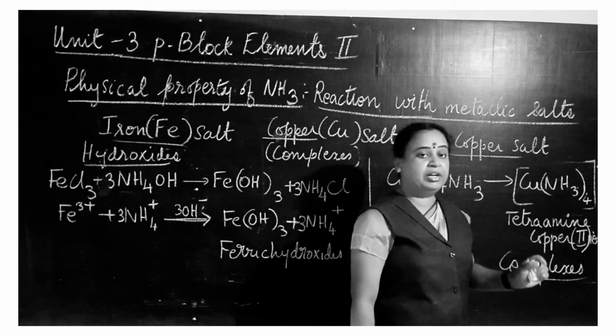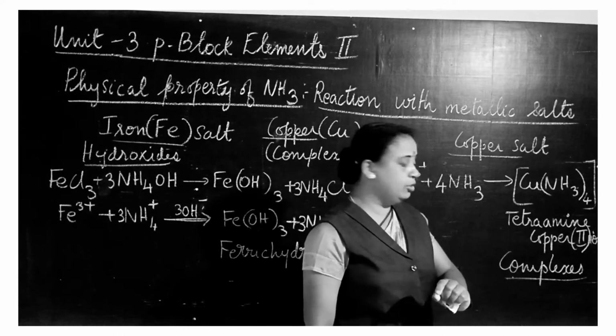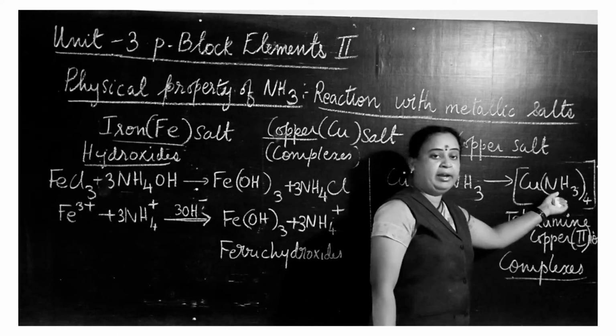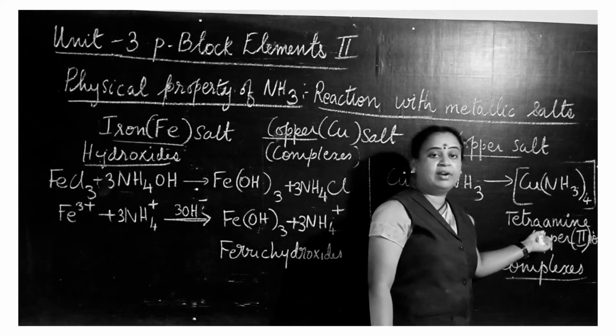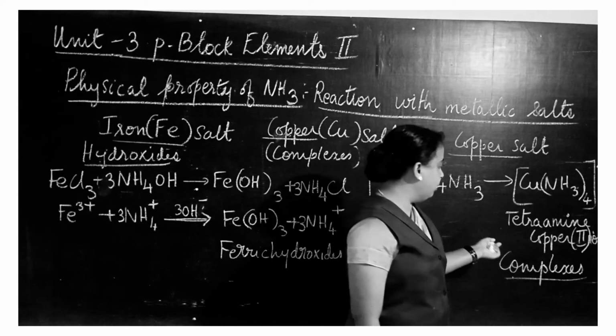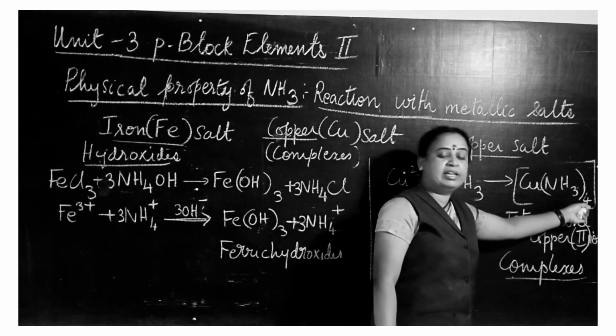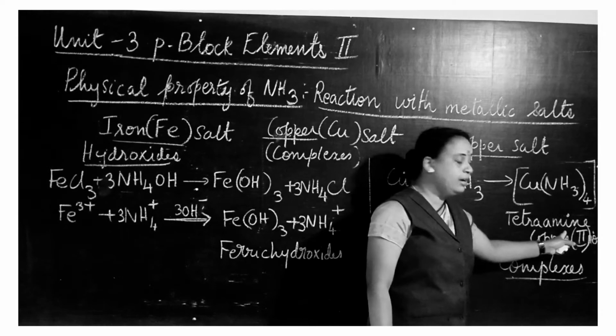Okay. So it is according to the IUPAC nomenclature. Fine. So for amine, ammonia, we represent it as amine by writing the IUPAC name. Here there are 4 ammonia, so that's why it is tetraamine.